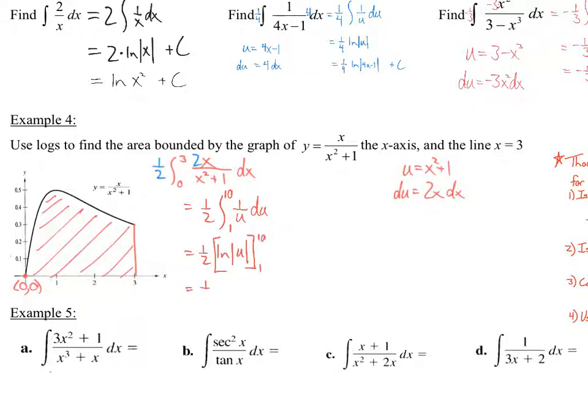Could you have, instead, if you didn't want to change the bounds, just substituted x squared plus 1 into the u? Yeah, you can. You can always do that.